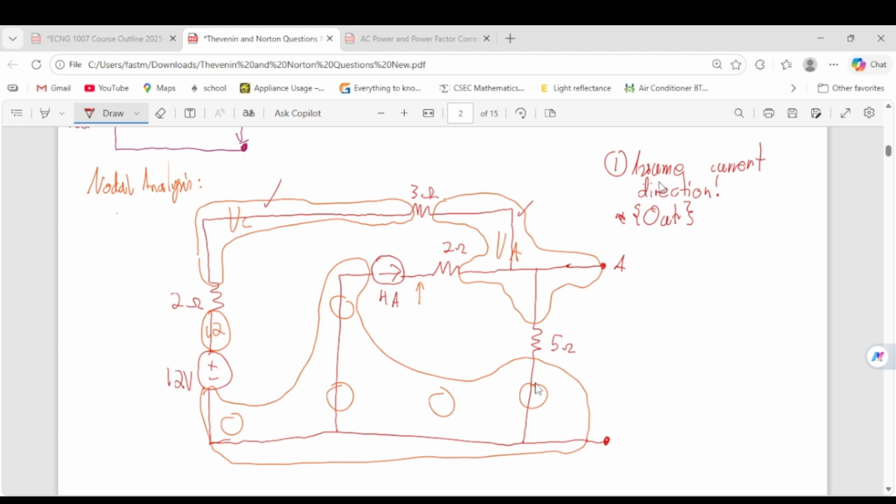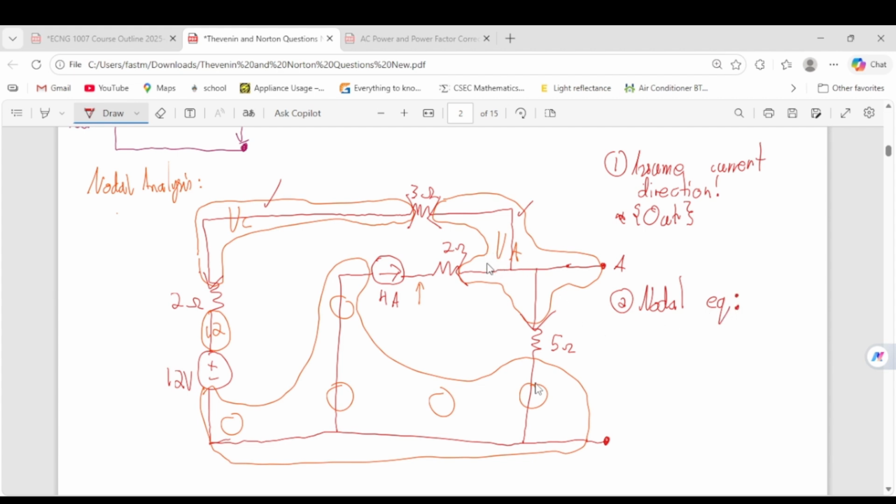So since you're assuming the current direction is going out at the endpoints of the nodes, the currents will be going out. Now this one has no current in it. You don't need to do it for this node because we already know the voltage for it. We don't need to do it for this one because we already know the voltage for it, right? So that's the first thing we do. The second thing we do is get the nodal equations and solve them simultaneously.